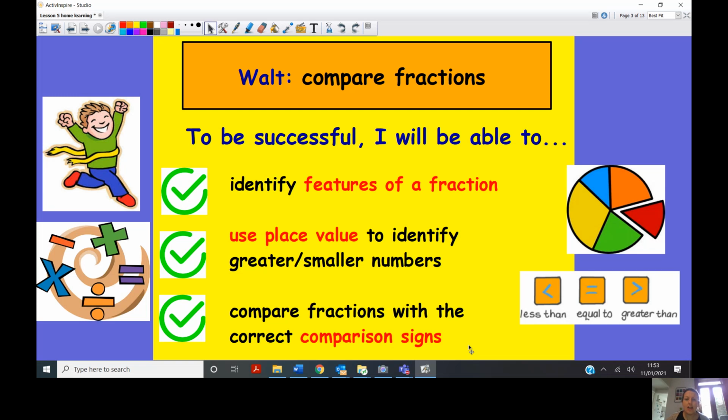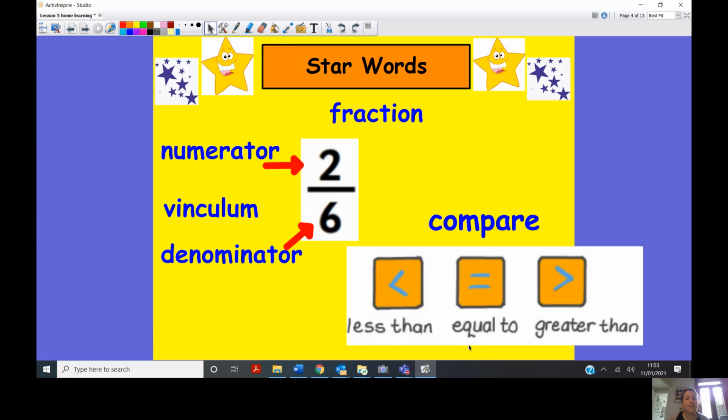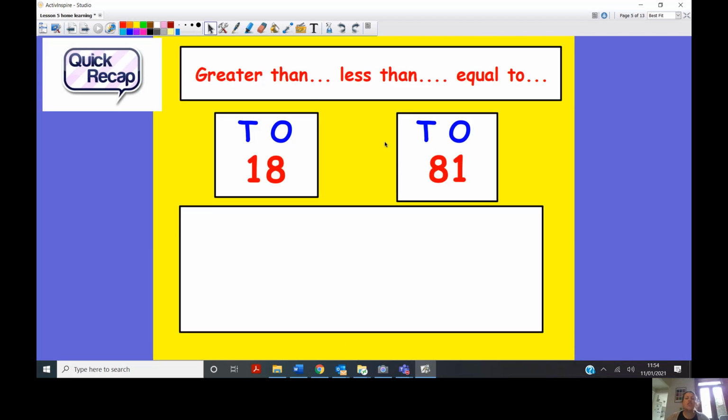So let's look at today's star words. Fraction, numerator, vinculum, denominator, compare. And remember we've got our comparison signs, so we've got less than, equal to, greater than. So let's have a look at some examples of this as a bit of a refresher. Greater than, less than, and equal to.